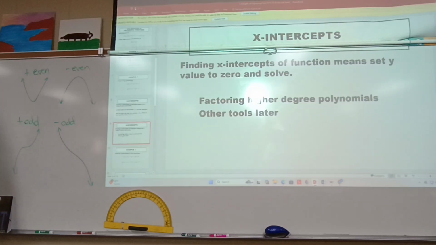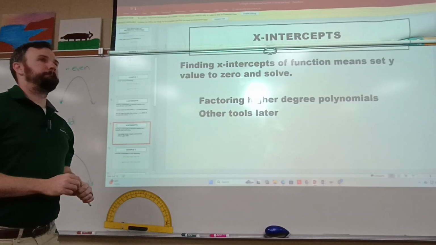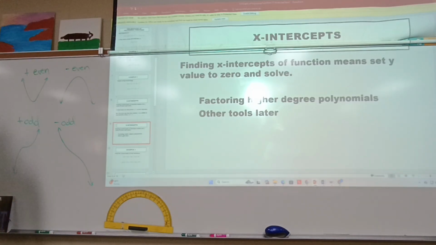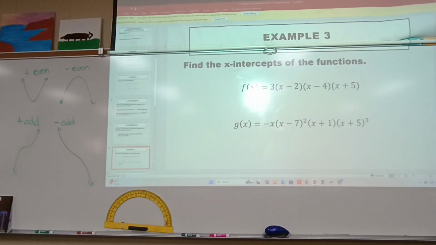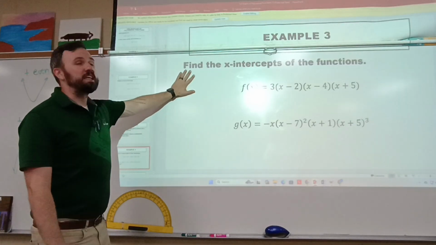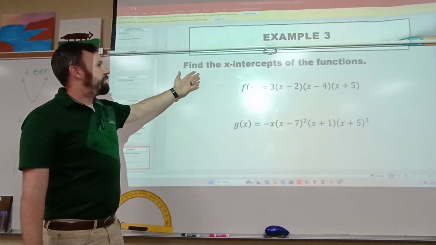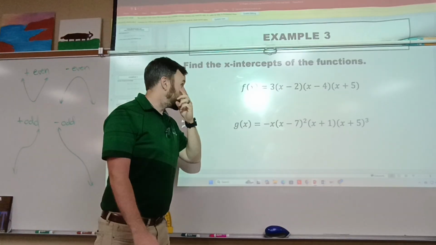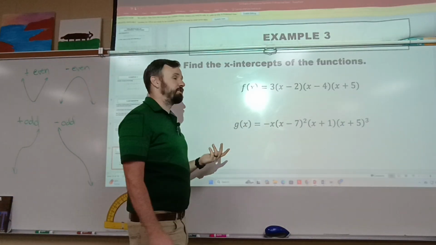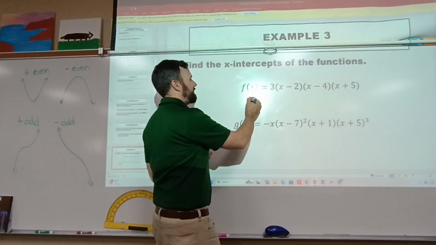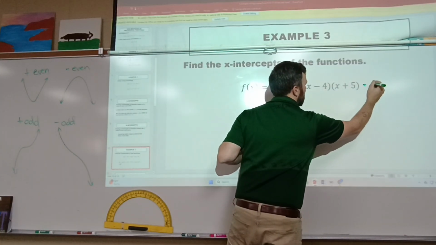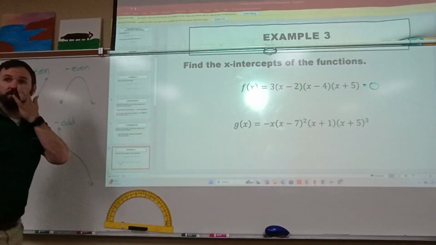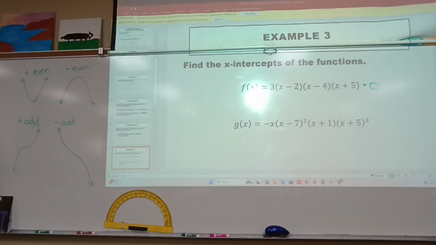Let's do some examples. I'm going to show you two types. We are going to do a little bit of the fundamental theorem of algebra today. It's actually not bad. So we're flying. Let's look at example 3. Find the x-intercepts of this function. What do I do with this function to find the x-intercepts? You set it equal to 0, right? Set your function equal to 0, and you'll get your x-intercepts.